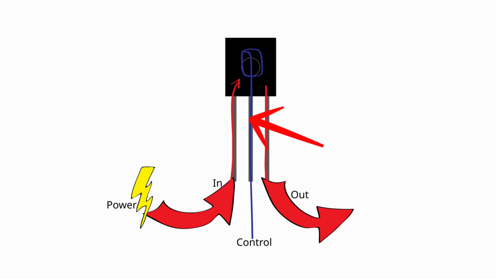When little or no current flows into the base, the transistor remains off and very little current can flow between the collector and the emitter. When a small current is applied to the base, the transistor turns on and allows a much larger current to flow through the collector and emitter. This means a small signal can be used to control a larger one.